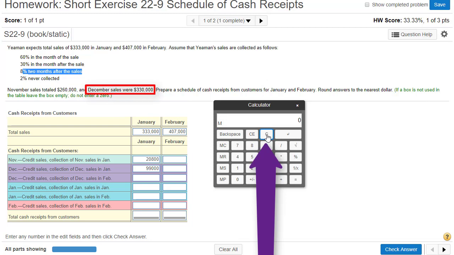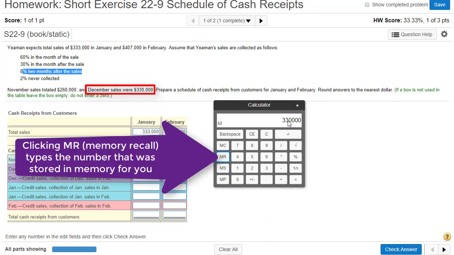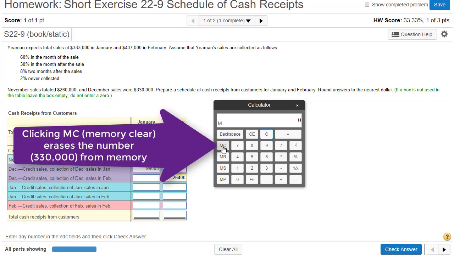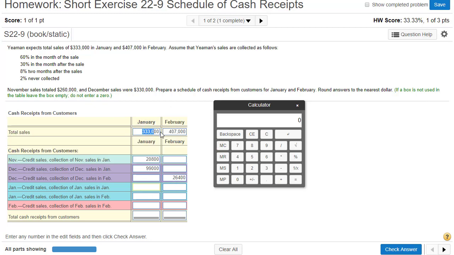So I'm going to clear this. Now I can type 330,000 again, or I can just hit memory recall, and it brings back the number. It's the same as typing it, times 0.08 for 8%. Gives us $26,400 of December sales collected in February. Clear. I'm going to clear memory because I'm not going to use that number anymore. Now January. So January sales, 333,000. So let me type that in there, 333,000. Now I'm going to be using this number twice, so I can use memory. So I want to add that to memory. So now it's stored in memory according to the M.